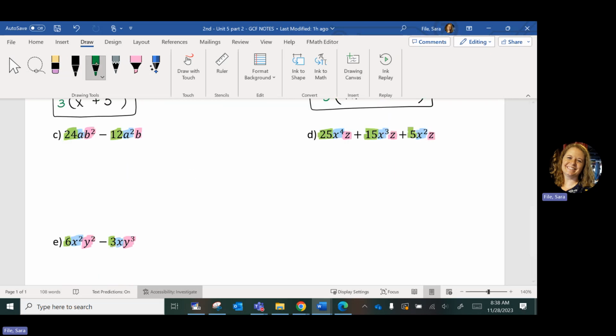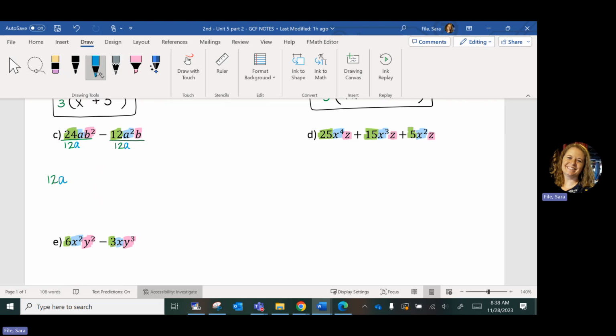All right, in C, 24 and 12, what is their GCF? 12. So I know I can factor out a 12. Now what about the variables? Can I take an x out of both of these terms? Or excuse me, an a? Yeah, both of them have a. So what's the lowest exponent of the a's? An understood 1 right here. So just a is going to be able to be divided out of both of those.